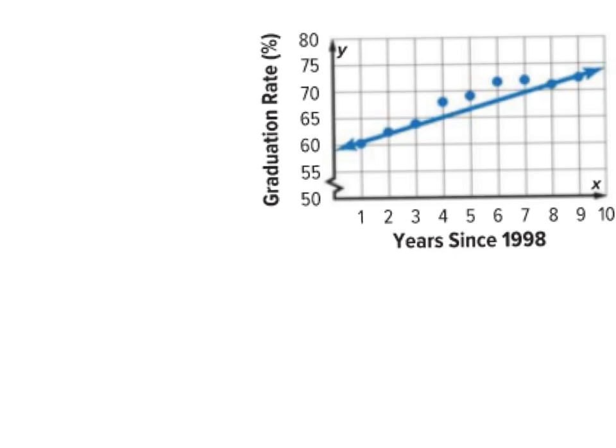So I'm going to first think about my equation for a line, which is always y equals mx plus b. And my m and my b represent, first off, my b represents the graduation rate beginning amount. And then my slope represents the graduation rate percent per year since 1998.